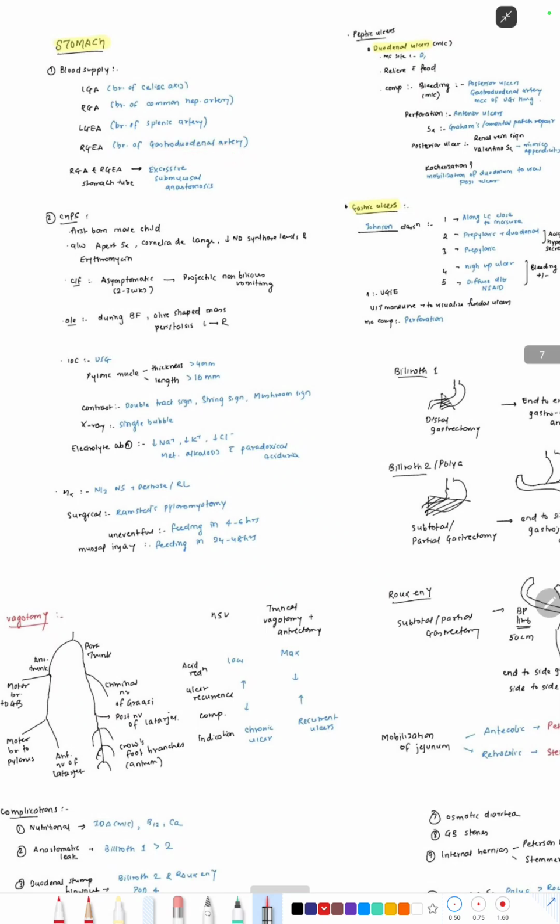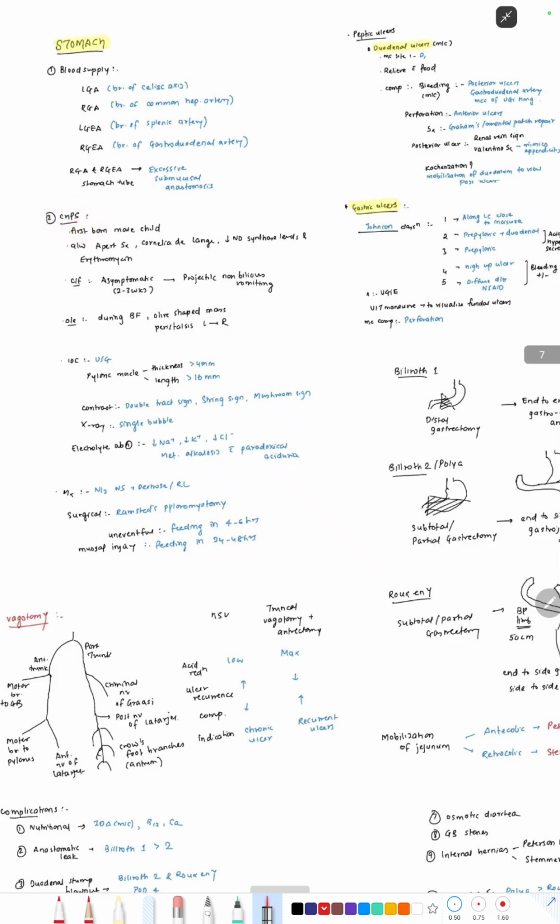The right gastric artery and right gastroepiploic artery form an extensive submucosal anastomosis, because of which they are used as a stomach tube. Out of which the right gastroepiploic artery is more important. Then, talking about the pathologies, the first is CHPS, congenital hypertrophic pyloric stenosis.